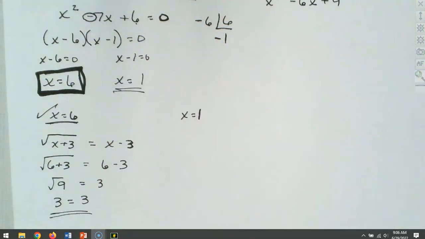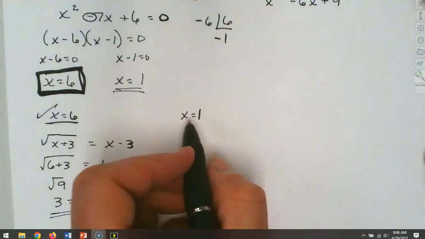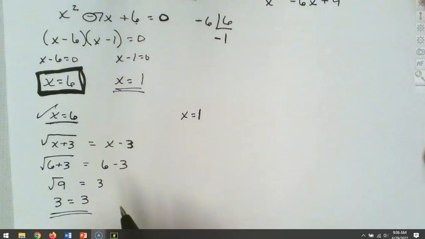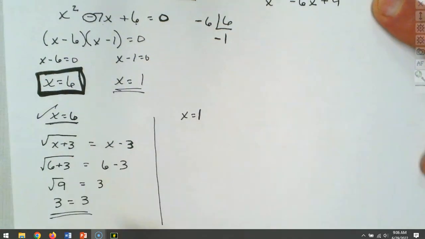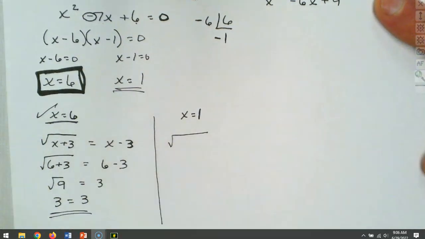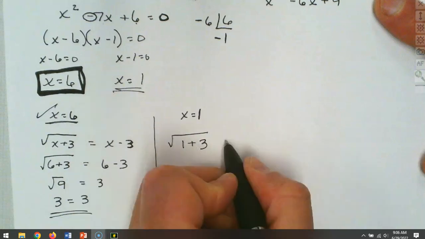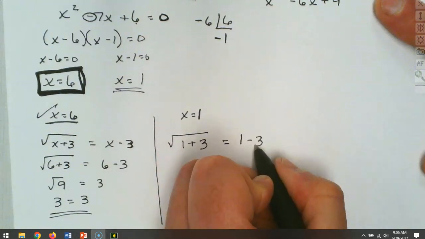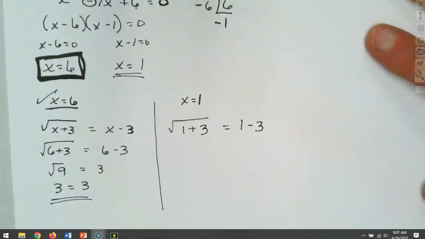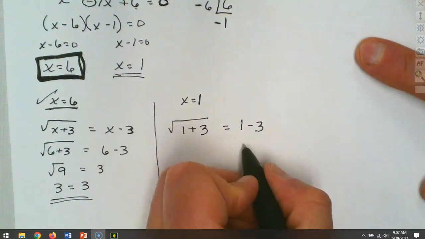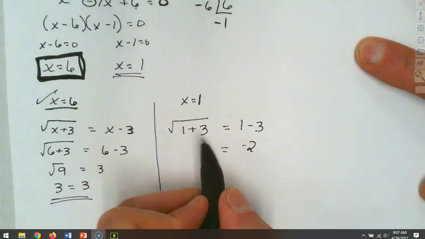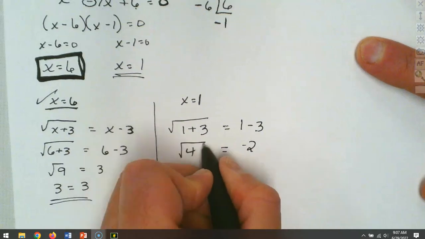So we're going to check x equals 1 next. So we'll plug in the 1, and that's going to be when we plug it back in the original. So we're going to plug in that 1, and that's going to be the square root of 1 plus 3 equals 1 minus 3. Well, 1 minus 3 is a minus 2. And 1 plus 3 is a 4.